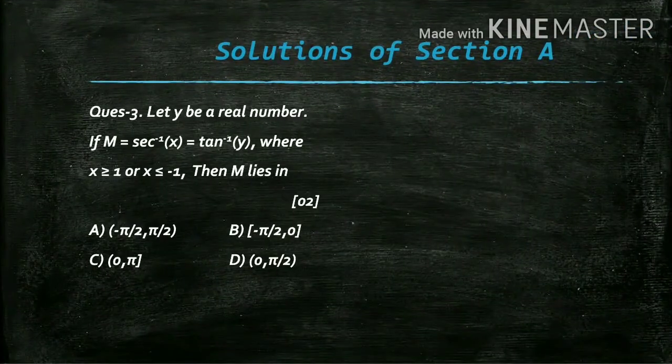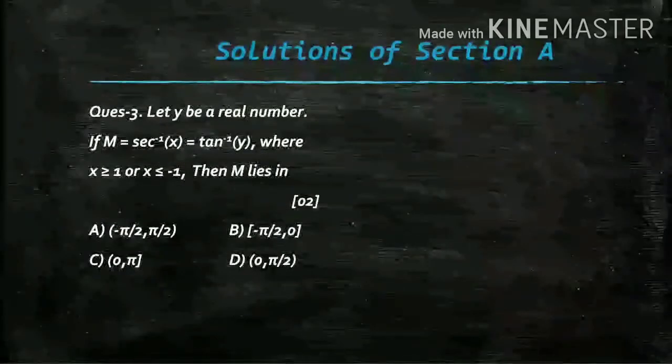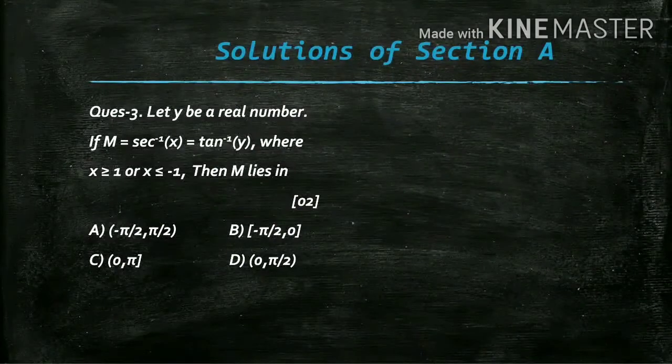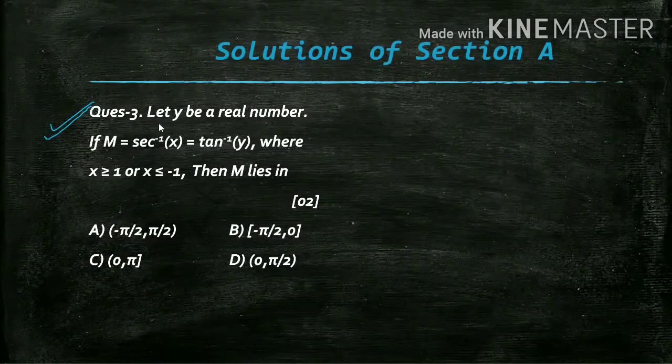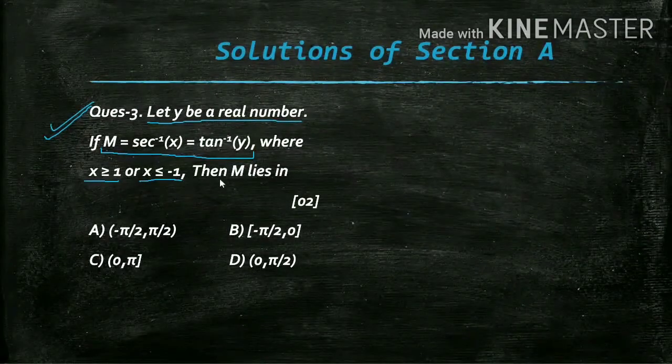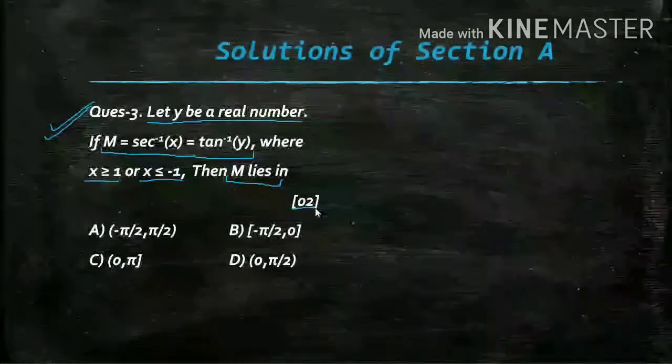The third question is one that came to my mind to check whether you get the concepts or not, and I want to check your knowledge with it. This question tells you that y is a real number, and also that m is nothing but sec inverse x, which is nothing but tan inverse of y, where x can either be greater than or equal to 1 or less than or equal to minus 1. Then you need to tell in which of the 4 given regions m lies.